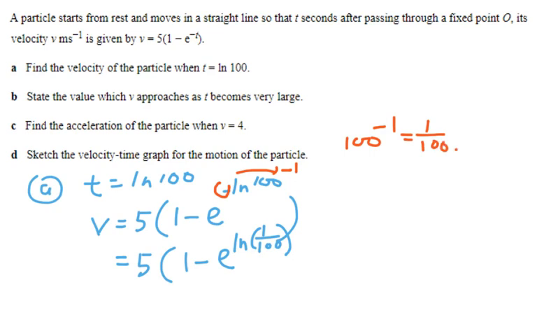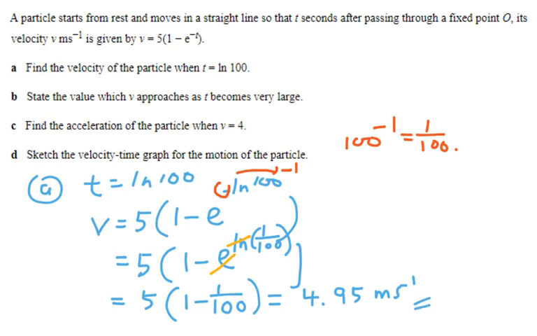Okay, so with this you can see that exponential and ln can be cancelled off one another, and hence this particular part, you will be getting 5 times 1 minus 1 over 100. So with this, you press your calculator, you will be able to get the answer as 4.95 meters per second. That's for part A. We proceed to the second part.